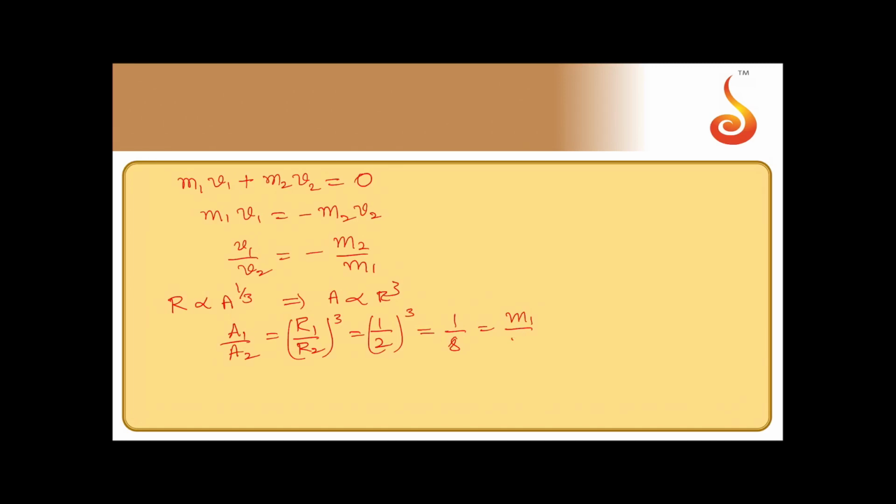So A1 by A2 can be written as M1 by M2. More is the mass number, more will be the mass. So A1 by A2 is 1 by 8, so that is approximately M1 by M2. So what we get here is V1 by V2 from this equation. V1 by V2 is equal to M2 by M1, which is 8. So we can ignore the negative sign. So numerical value is V1 by V2 is 8.